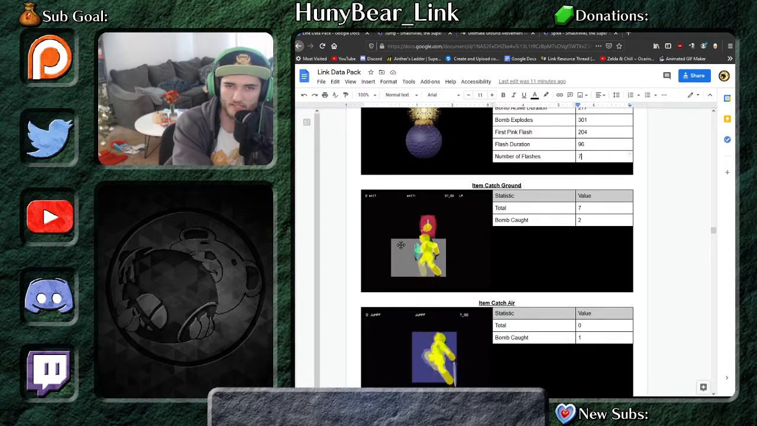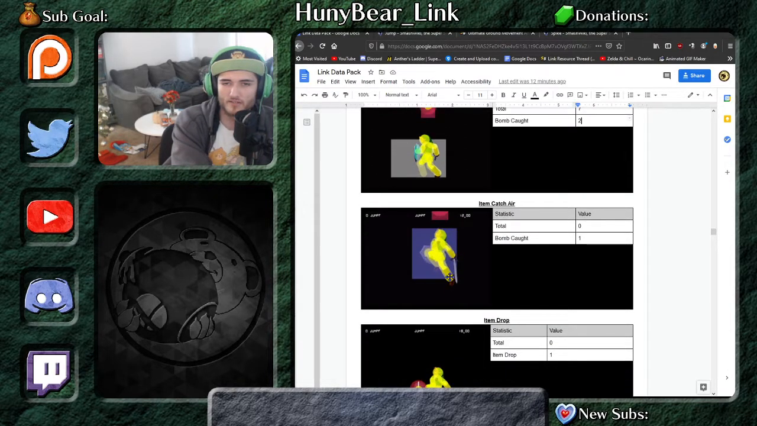The item catch animation, this is your item catch box, and this red box, not the bubble, the box, is the item detection. As you can see, catching the item takes 7 frames, and the bomb caught is 2. You're going to notice that this is actually a lot farther in front of Link than you would anticipate. So Link can catch an item all the way out here. Item catch in the air, you're going to notice that the blue box is your item catch detection, and the red box is the same for the item. This happens in 1 frame.